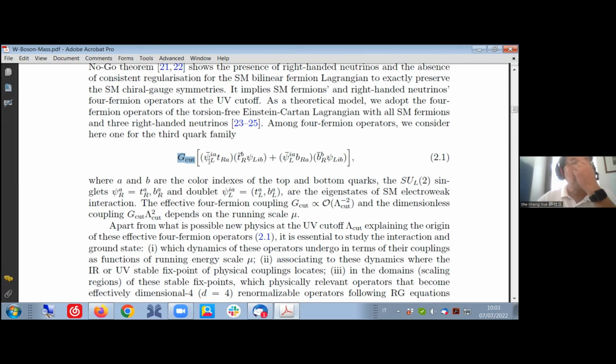The other one is the strong coupling, which means this G is very large. When in a strong coupling, there is a new phenomenon which I'm going to explain. You okay?